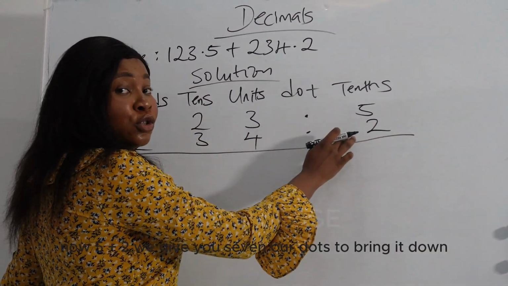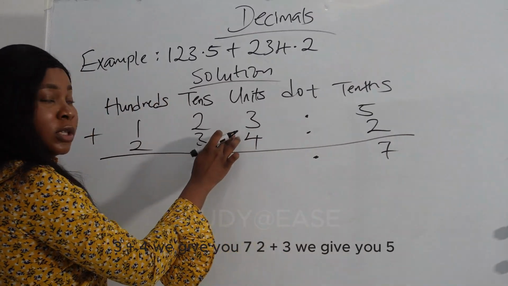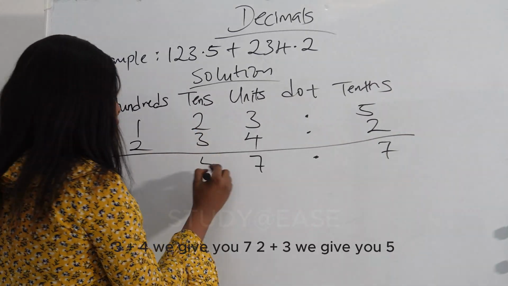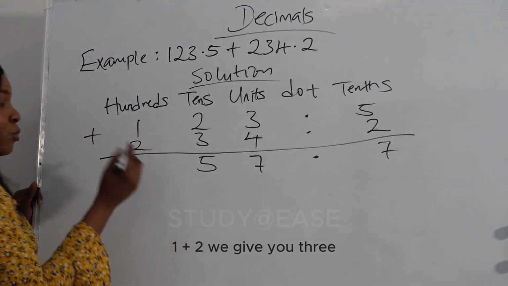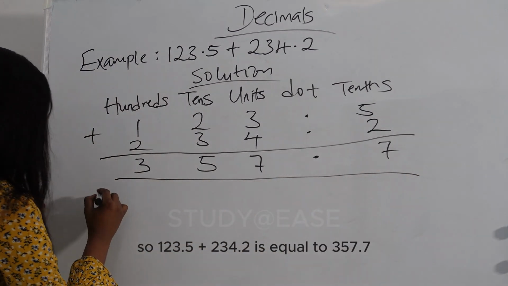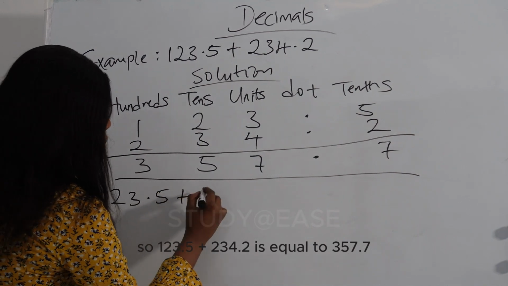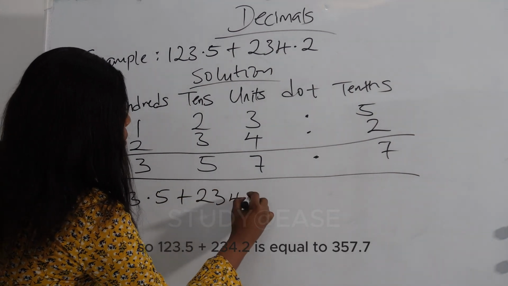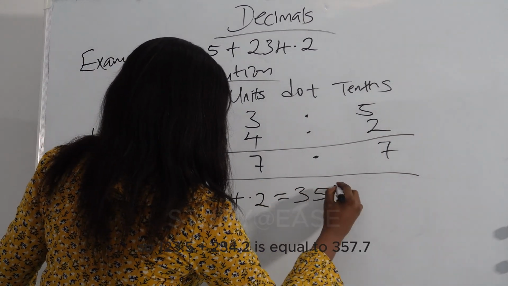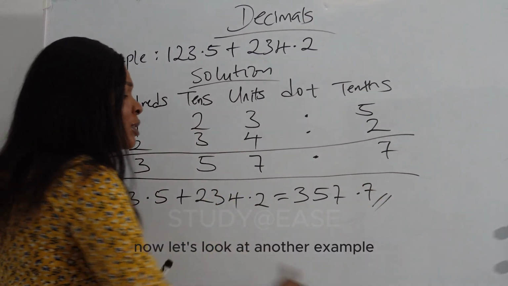Now, 5 plus 2 will give you 7. Our dots bring it down. 3 plus 4 will give you 7. 2 plus 3 will give you 5. 1 plus 2 will give you 3. So, 123.5 plus 234.2 is equal to 357.7. Now let's look at another example.